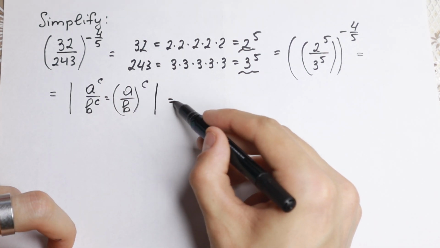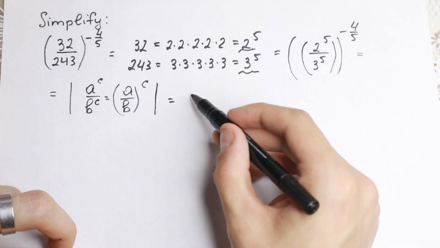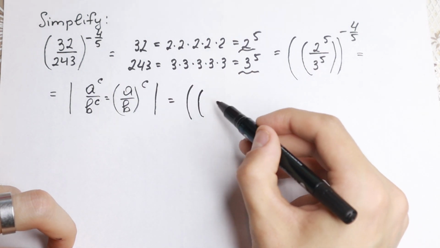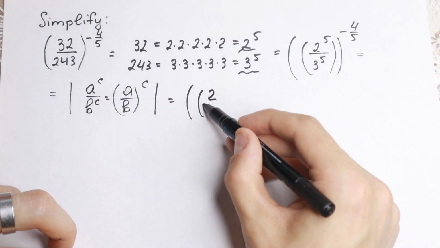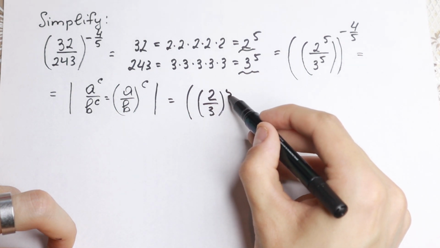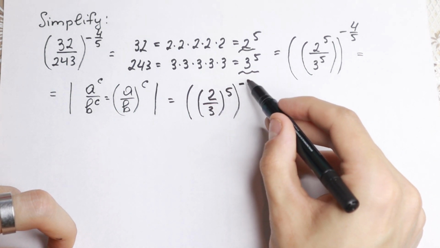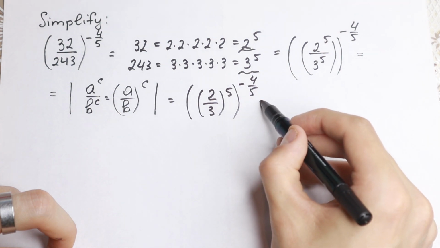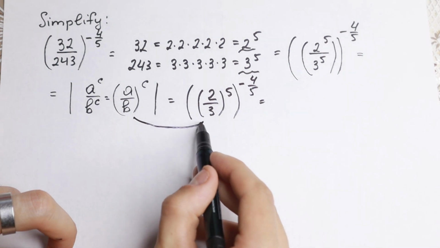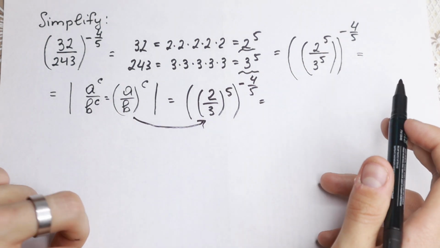And right here we have the same situation. So we can write it as parentheses. In parentheses we have 2 over 3 to the power 5th and raised to the power minus 4/5. Okay, we use this property inside these parentheses.